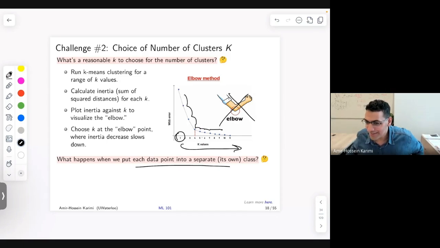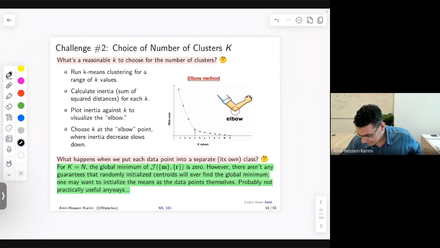So there is some point at which, not for any initialization, but for the best initialization at k equals n, the loss will be 0 trivially. So for k equals n, the global minimum of the loss is 0. However, there's no guarantee that the randomly initialized centroids will ever find that global minimum. And it's not practically useful anyways. What's the point of having the same number of centroids as data points? You just have your data set to begin with.